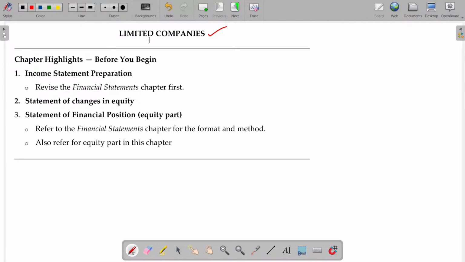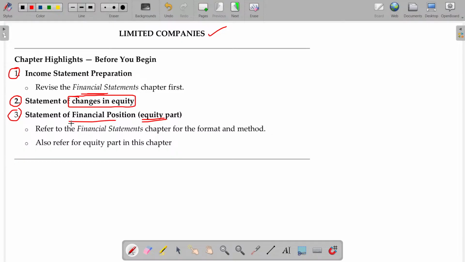Before you begin this chapter, you have to understand income statement preparation, and the statement of changes in equity also has to be studied. Statement of financial position, especially here, we'll be studying only the equity part. The income statement is similar to the statement we studied in your financial statements chapter, so you better have a glance over that chapter. And predominantly in this limited companies chapter, we expect the changes in equity will be presented as a statement of changes in equity.